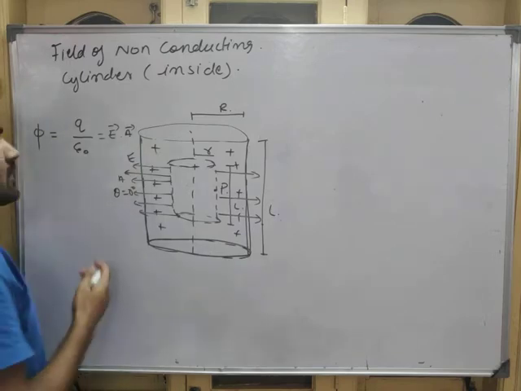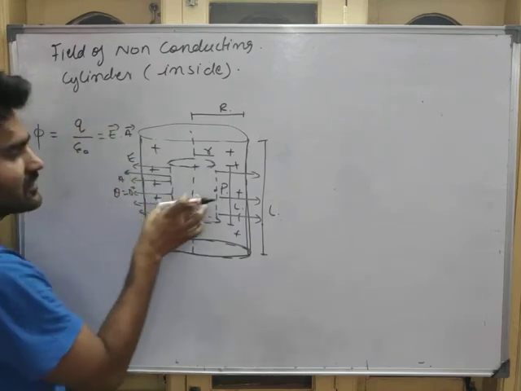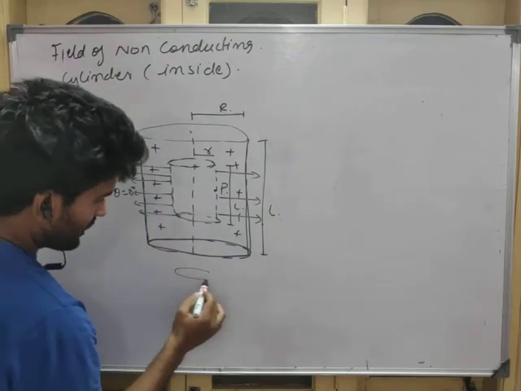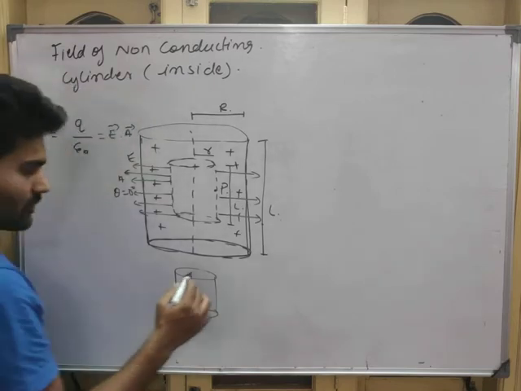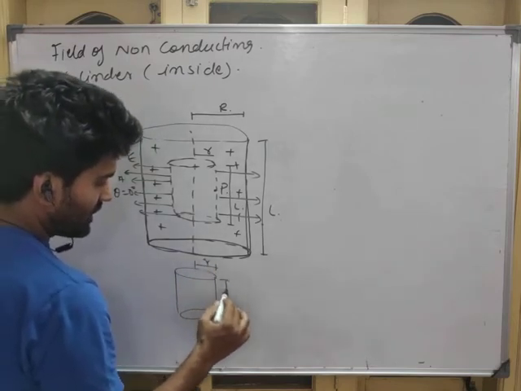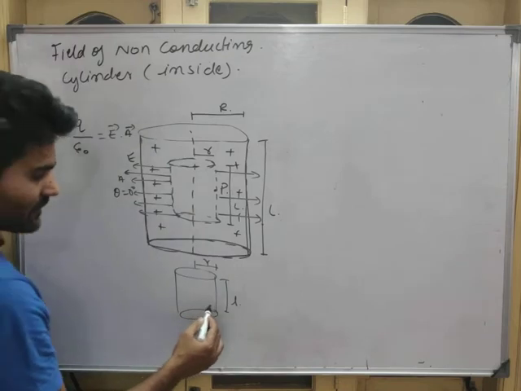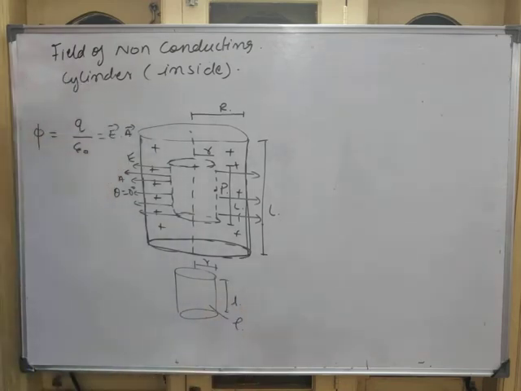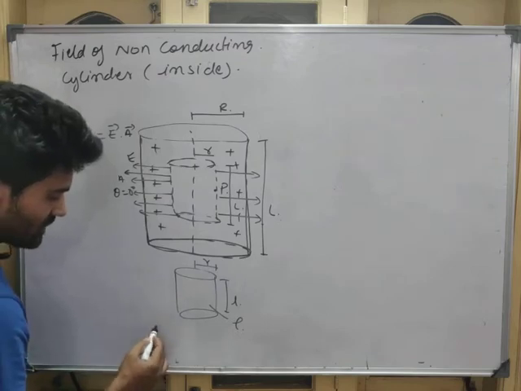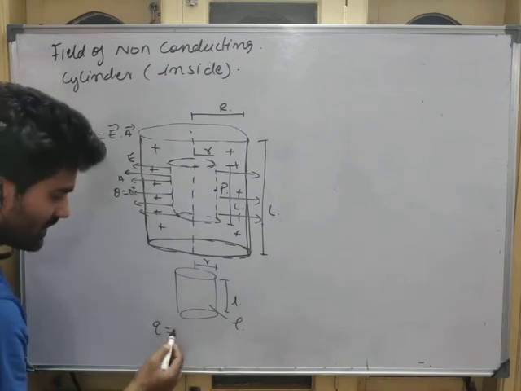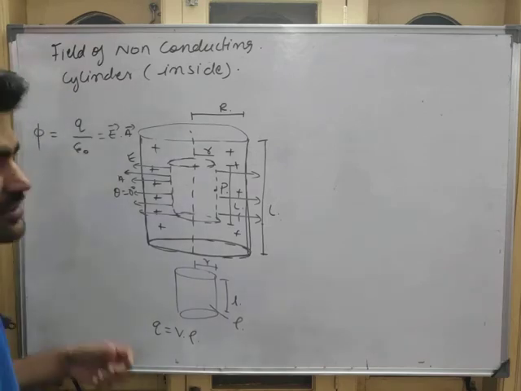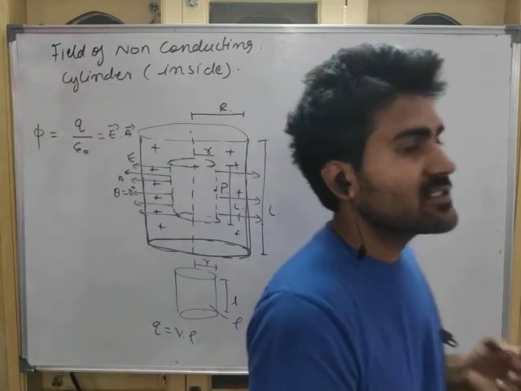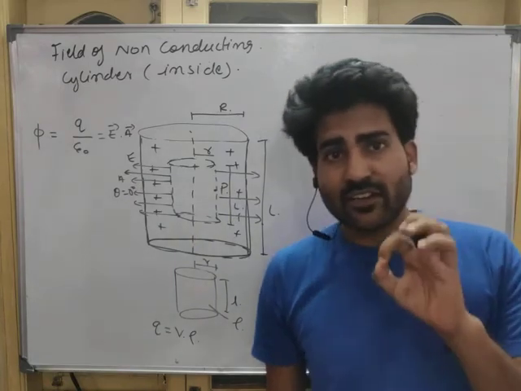So first of all we have to find the charge of the cylinder. So this is the cylinder inside, right? So radius is r and the length L. If rho is the volumetric charge density, then the total charge of this cylinder will be volume into volumetric charge density. Okay, what is volumetric charge density? It is the charge per meter cube.